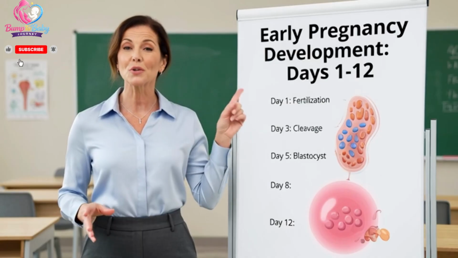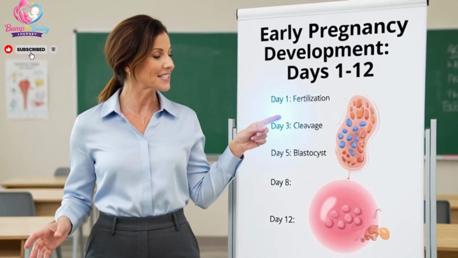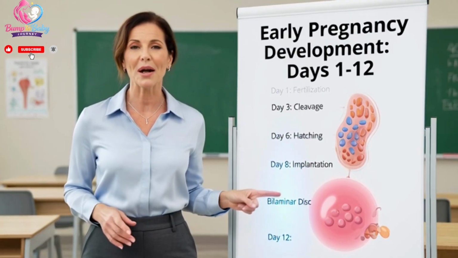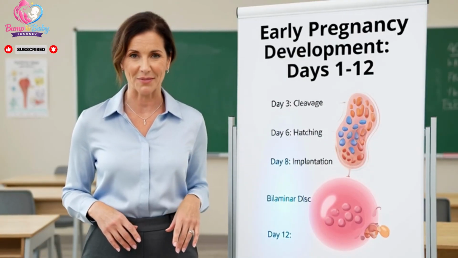Let's review. From days 1 to 5, the fertilized egg becomes a blastocyst. It hatches and implants in the uterus around day 6 to 8. By day 12, the bilaminar disc forms, setting the stage for development.